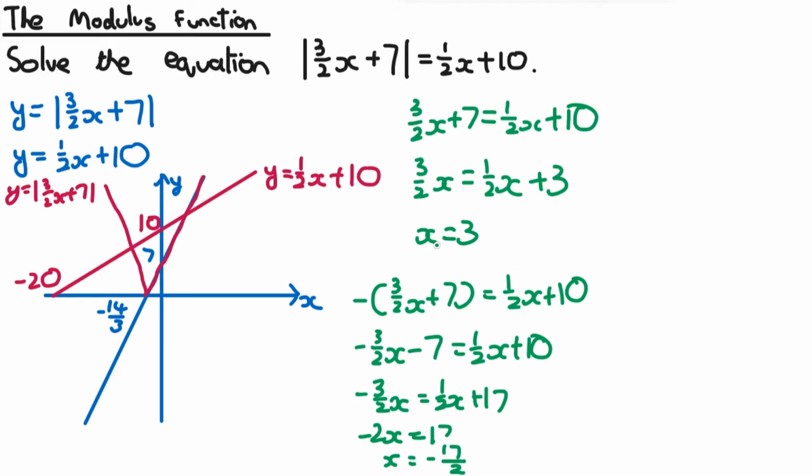And these are the two solutions, when x is equal to 3 and when x is equal to minus 17 over 2. This is going to be the x is equal to 3 solution, and this is going to be the x is equal to minus 17 over 2 solution, because as we talked about before, this is the negative expression and this is sort of the negative line, and this is the positive expression and this is the positive line.